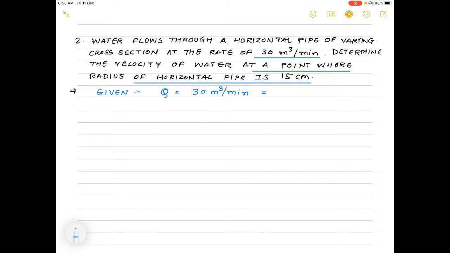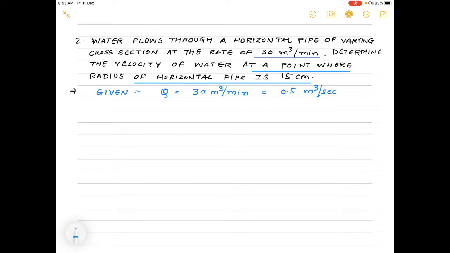Okay, if you convert it into meter cube per second, we will get it as 0.5 meter cube per second. 1 minute is 60 seconds, so we have to divide this whole term by 60. We will get it as 0.5 meter cube per second.